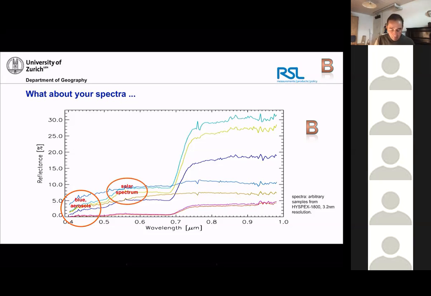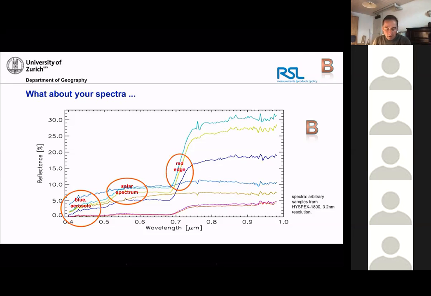Then we look at the 500 nanometer range, and if there are lots of variations in there, maybe you have a problem with the solar spectrum. I mentioned these Fraunhofer lines. If you have a sensor with 2 nanometer resolution, this may cause artifacts in this wavelength range.